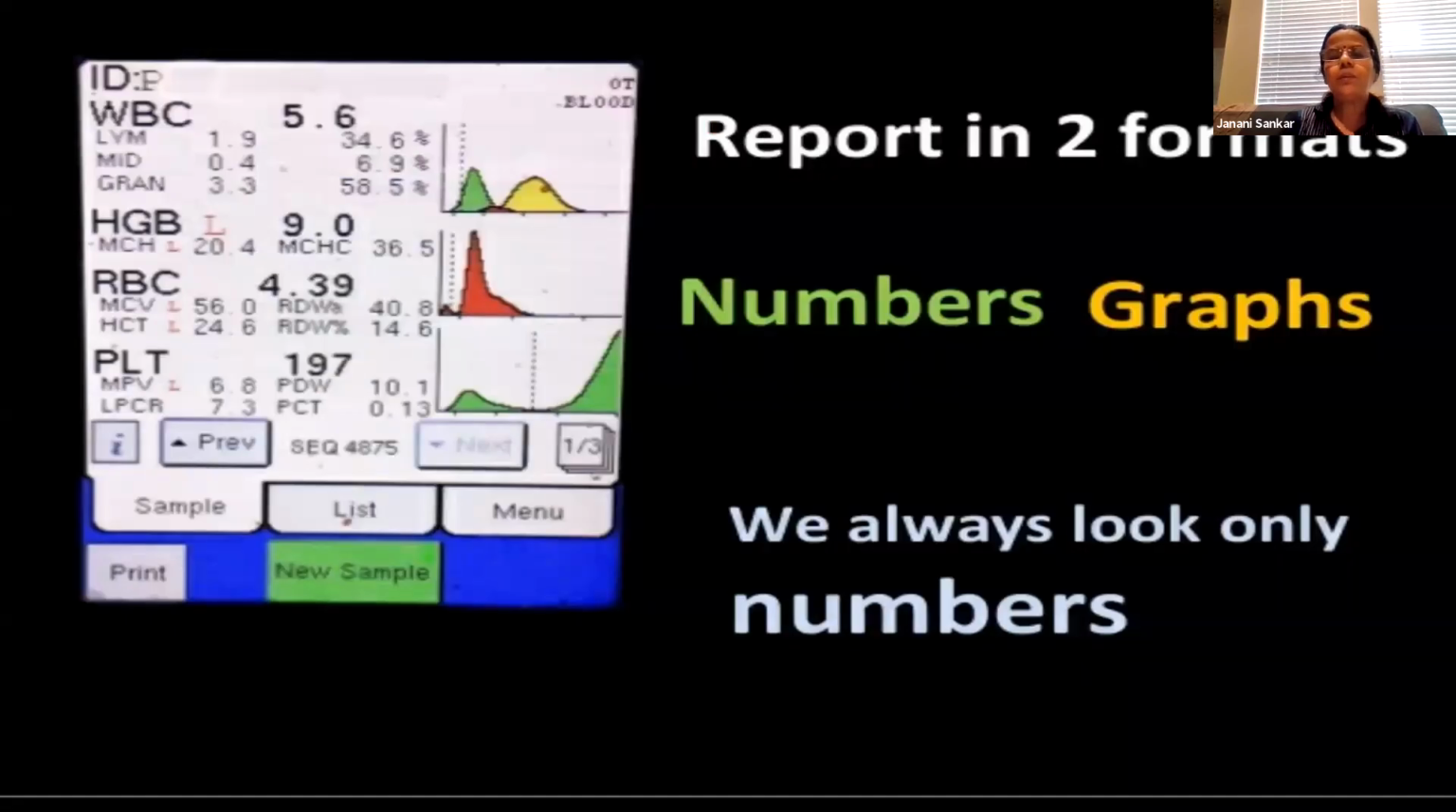The report is always available in 2 formats, the numbers on the left and the graphs on the right. But unfortunately, we only look at the numbers, and only certain numbers like hemoglobin, total count, and platelet count. We are only worried about those 3. We don't look into the details of the others. And the available information on the graphs is something that we are not used to interpreting. That's what I will try to explain to you, how to interpret the graphs too.